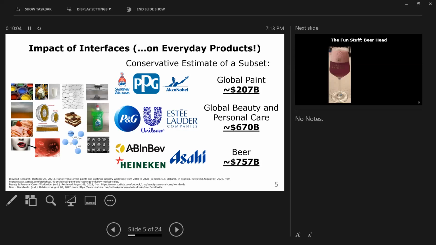Now, they have portfolios with other beverages, right? AB InBev, which has a whole host of beverages. Heineken, Asahi, a Japanese company. But in any case, you get the scale. Just these three industries are over $1 trillion in market share.